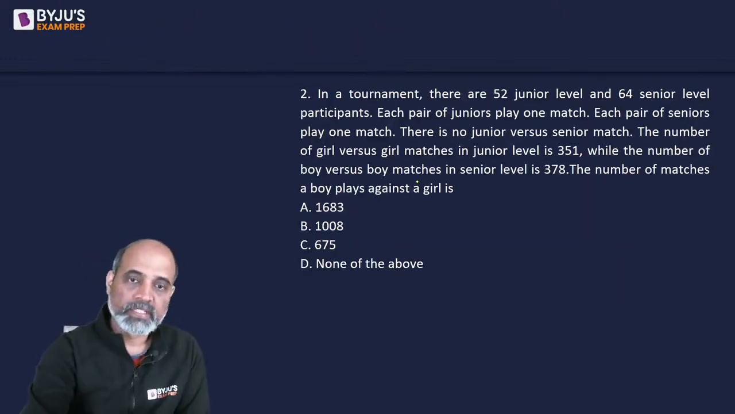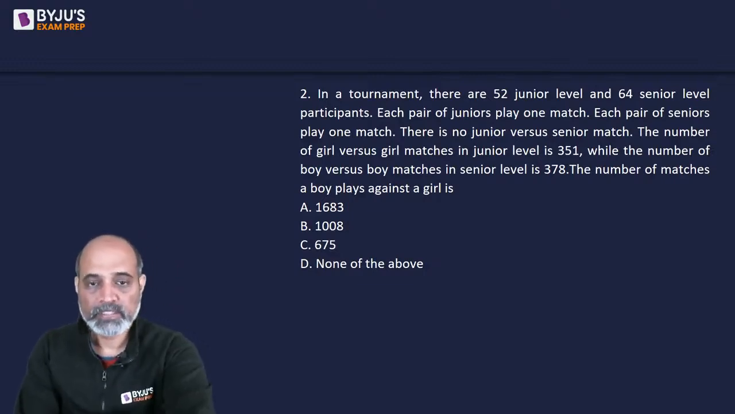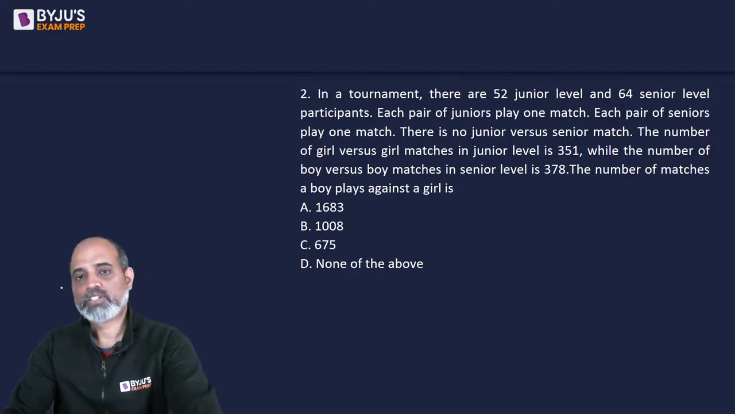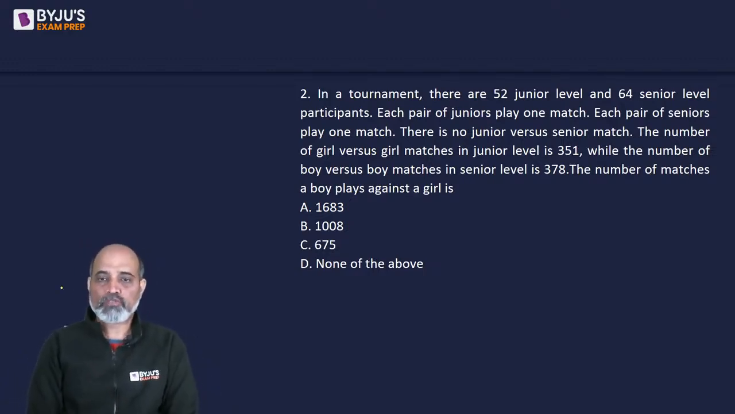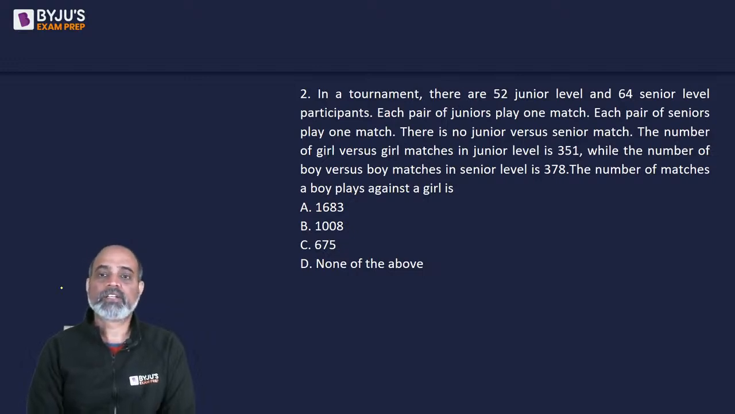Next one. In a tournament, there are 52 junior level and 64 senior level participants. Do we have anyone answering, responding? Acha, nahi, chalo. Each pair of juniors play one match. Each pair of seniors play one match. There is no junior versus senior match. The number of girls versus girl matches in junior level is 351, while the number of boy versus boy matches in senior level is 378. The number of matches a boy plays against a girl is.